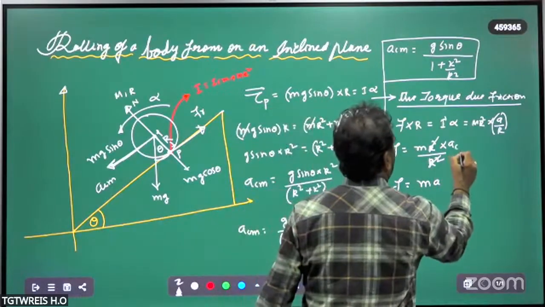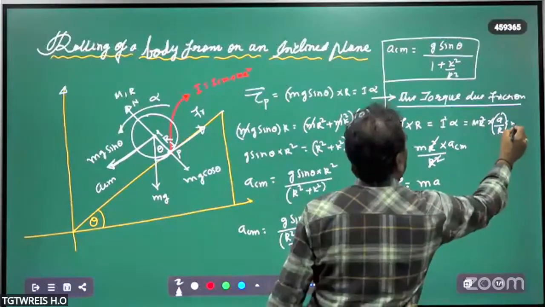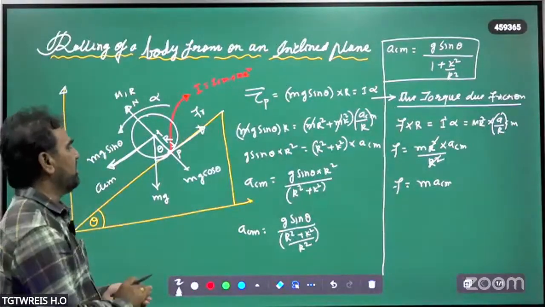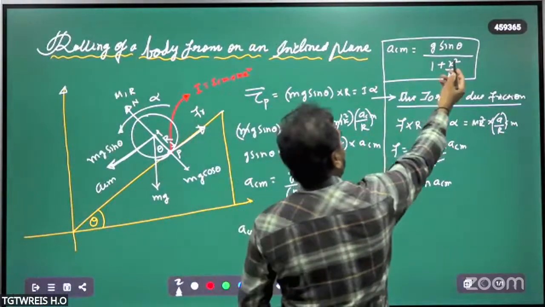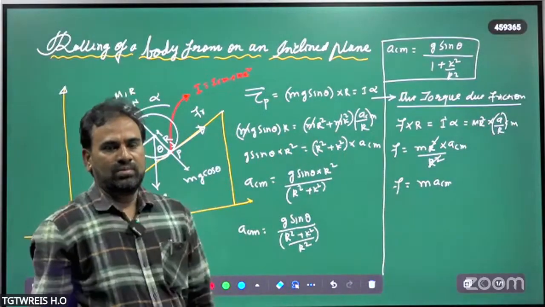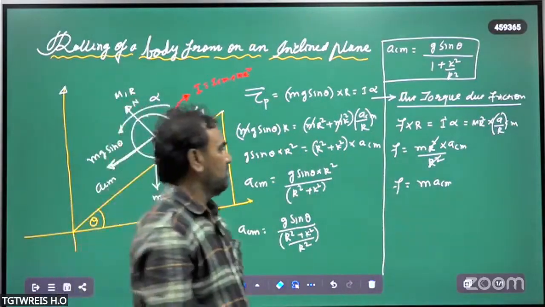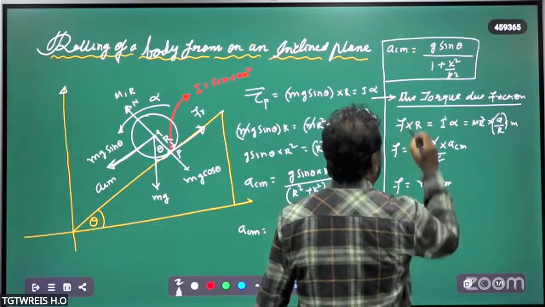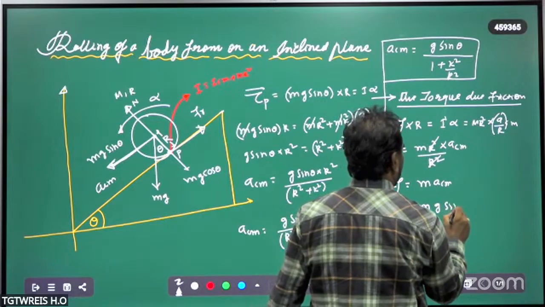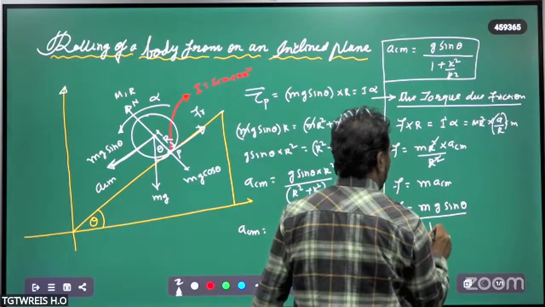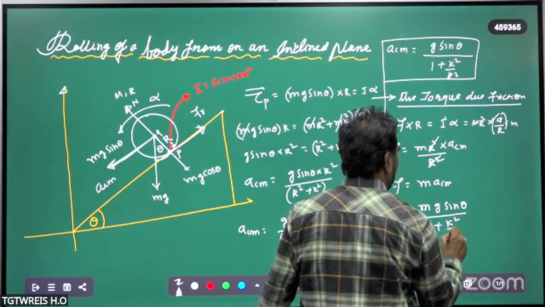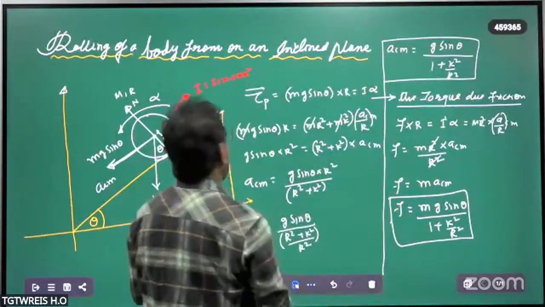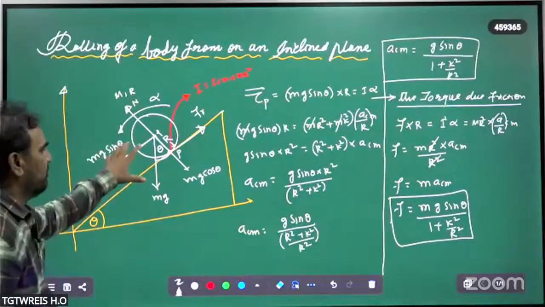mA means what is A? A means a_CM, beta, the acceleration of center of mass. But the body is moving with an acceleration of a_CM is equal to g sin theta upon 1 plus K square upon R square, which you already know. Substitute that value here. That is F is equal to m into g sin theta upon 1 plus K square upon R square. So this much frictional force would be acting on the object when it is rolling downward from this inclined plane.